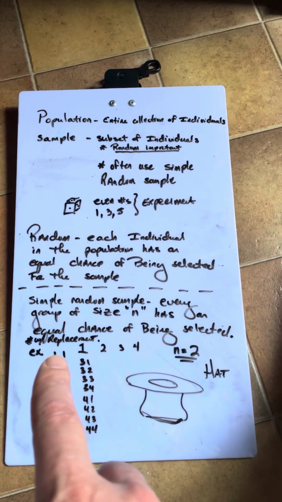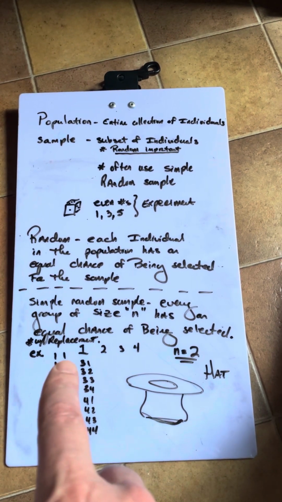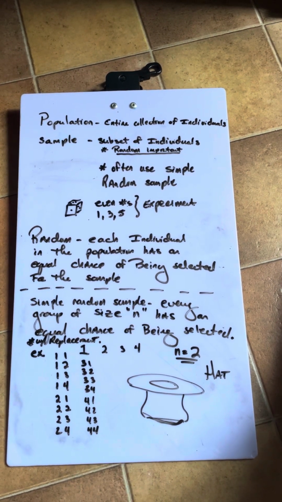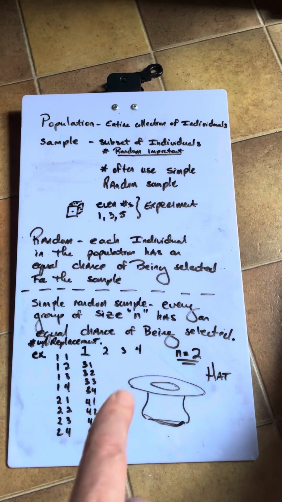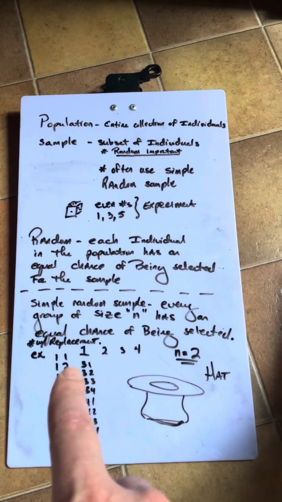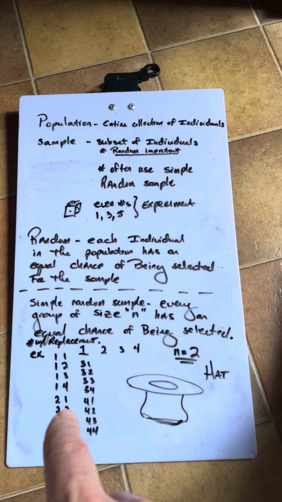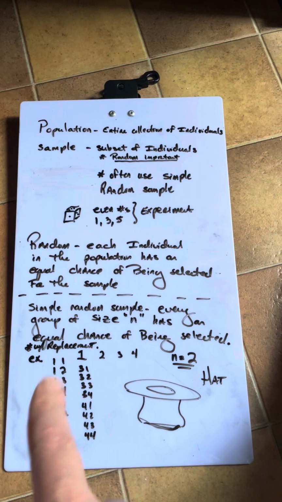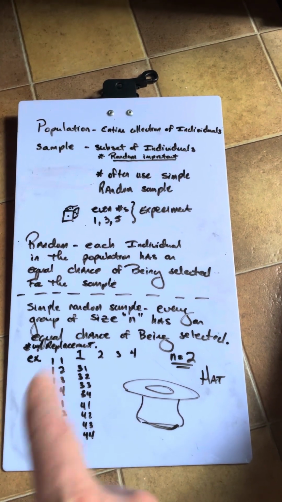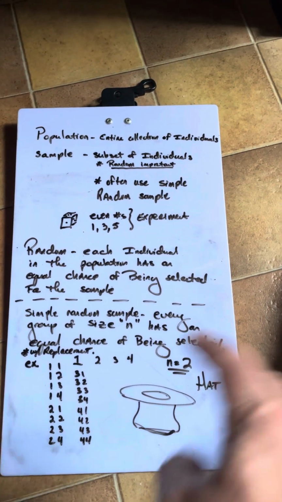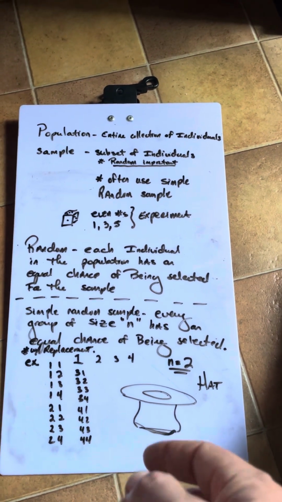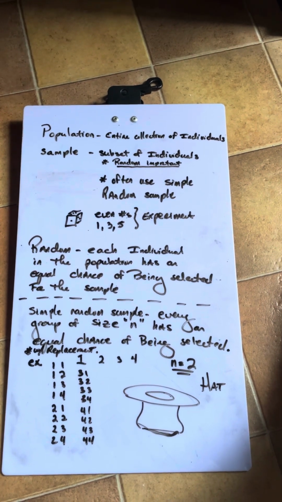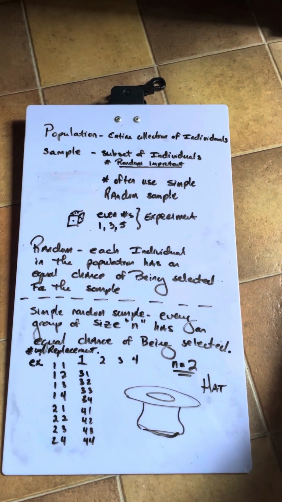So one of my samples of size 2 is 1, 1. Another one is 2, 2. Another one is 3, 3. And another one is 4, 4. Okay, so all the possible samples of size 2 are listed here. I have 1, 1, 1, 2, 1, 3, 1, 4, 2, 1, 2, 2, 2, 3, and so forth. And what happens is each of these samples are thrown into a hat. They're shuffled around. And now every sample of size 2 has an equal chance of being selected. Okay, I hope that makes sense.